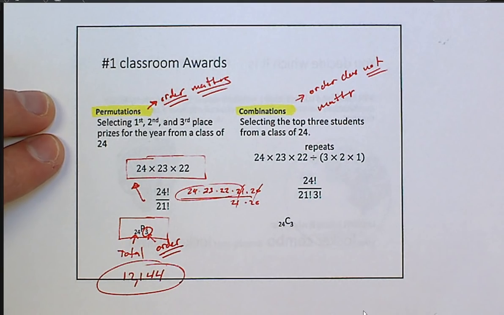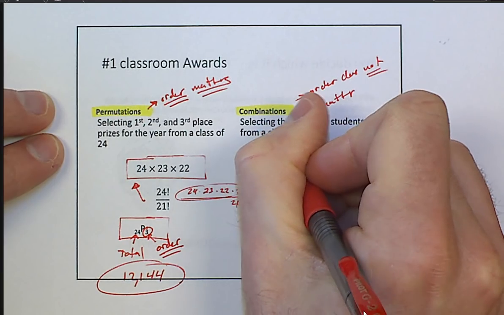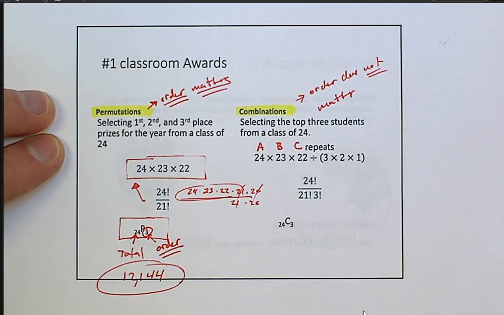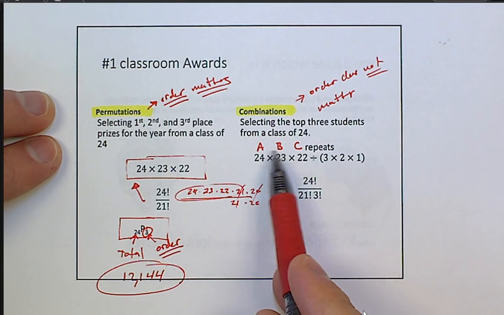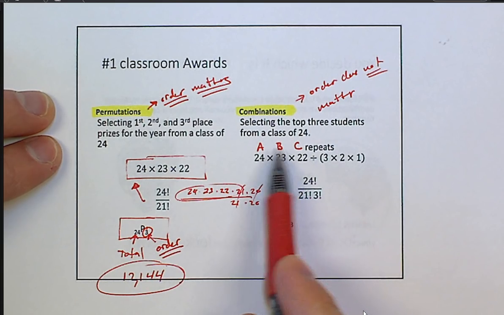So, you know, Al, Bill, and Chris, right? Out of those 24 students, it could be Al, Bill, and Chris. It could be Bill, Chris, and Al. It could be Chris, Al, and Bill. My point is, it's repetitive.